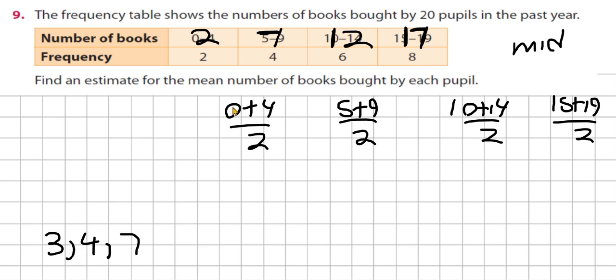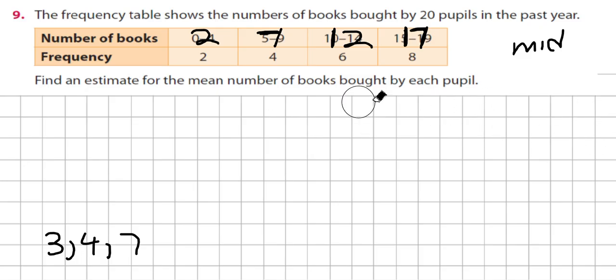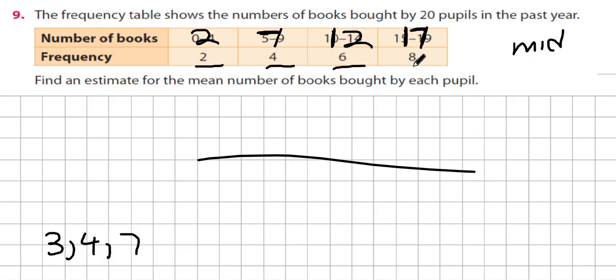Now, what I want you guys to do next is get the average. Do you remember in the previous questions we were doing the number of goals divided by the number of games? You add up all the bottom numbers. What happens when you add all the bottom numbers? 20. Now you have to add up the number of books. I want you to multiply these and then add them all together and then divide by 20.